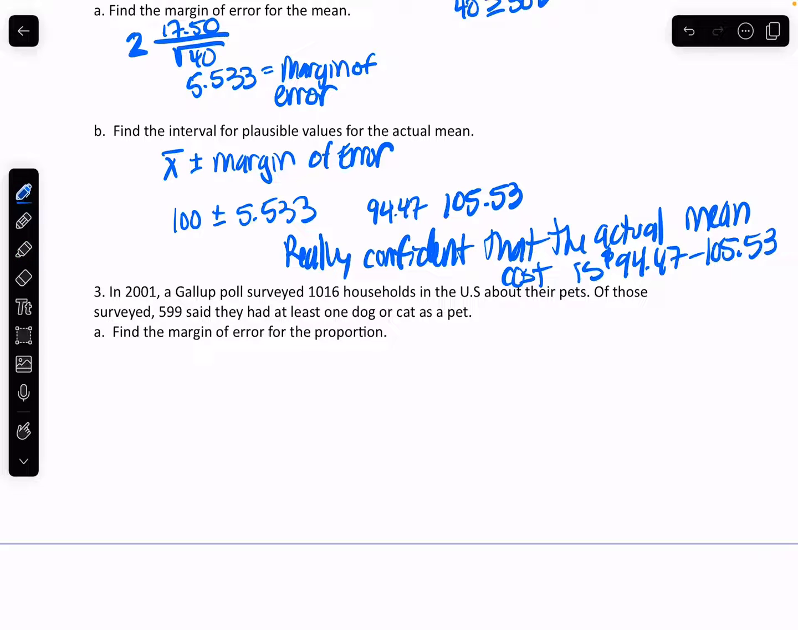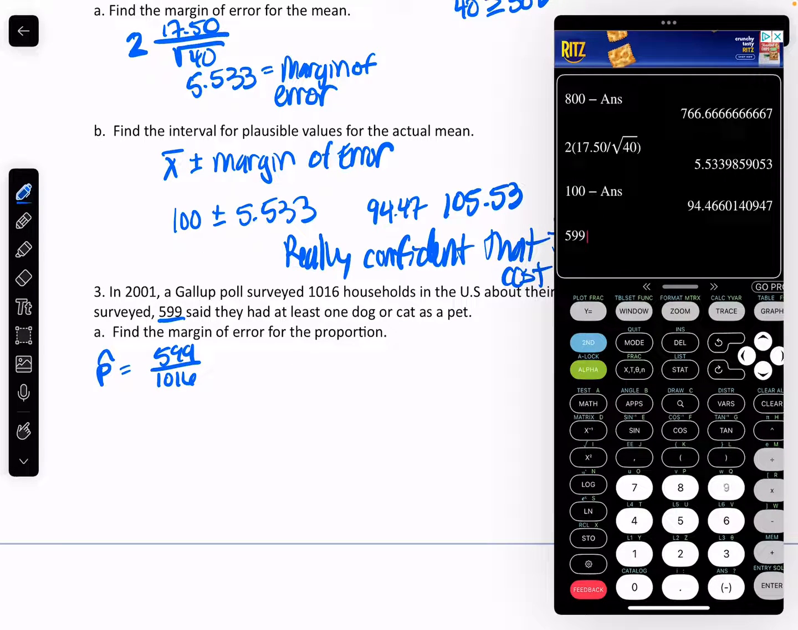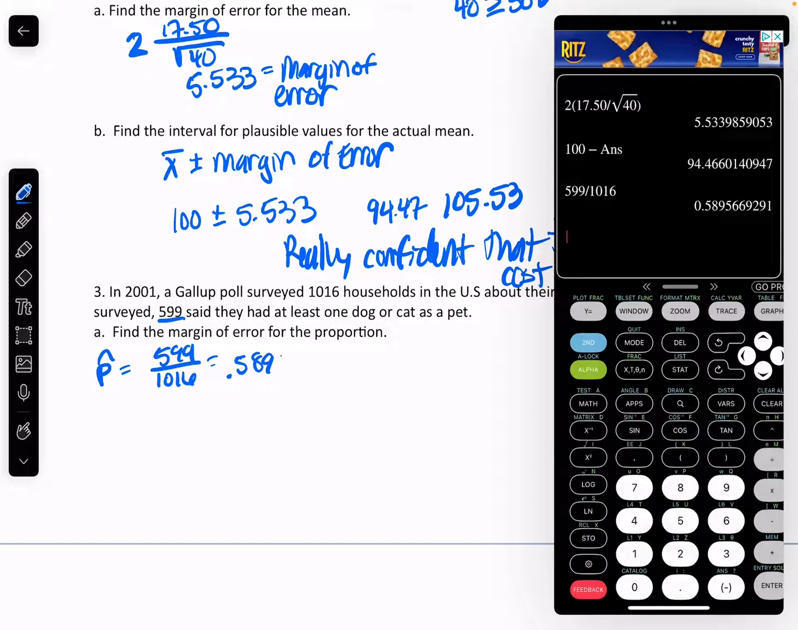Okay. So first of all, we have to figure out what p hat is. So p hat is the number of outcomes that you want out of the total number of them. So in this case, we had 599 out of the total 1,016 that had a dog or a cat as a pet. So our p hat is 599 divided by 1,016, which gives us 0.5896 when I round.